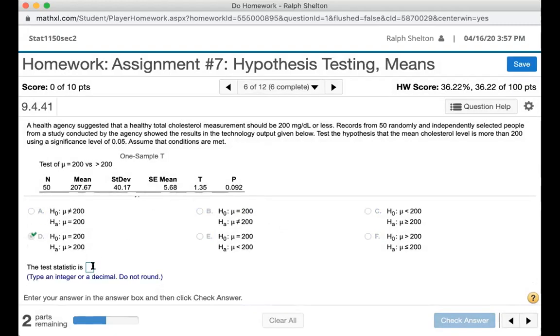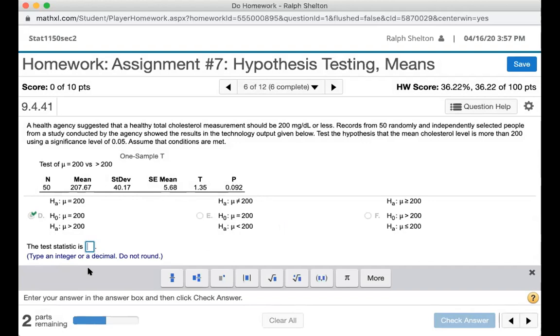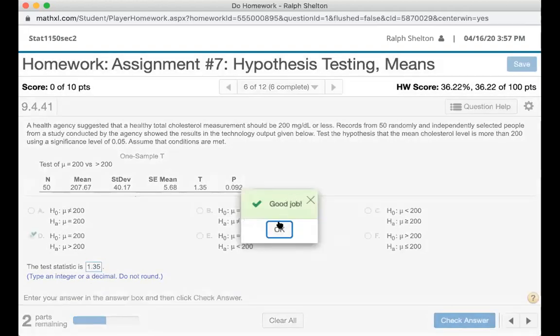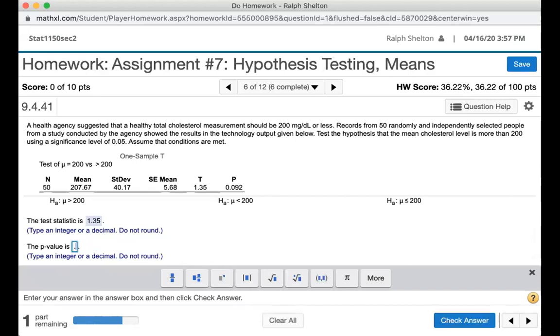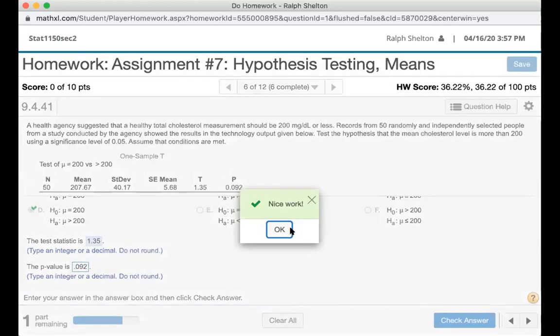The test statistic is, and they've already given us that, and it says type an integer or decimal. So do not round, so 1.35. It gave us the test statistic right here in this report. Okay. The p-value, it gave us that. It says do not round, so we just report it. So that's 0.092. Didn't take the two there. Okay, good.